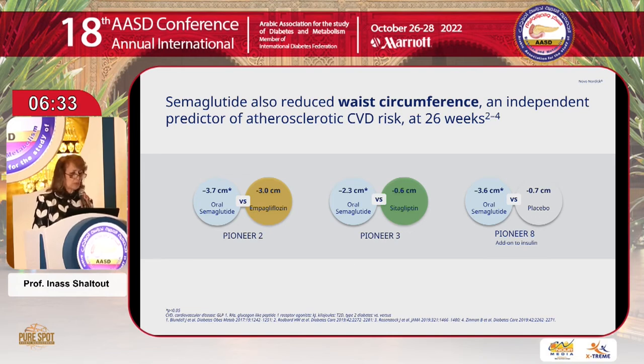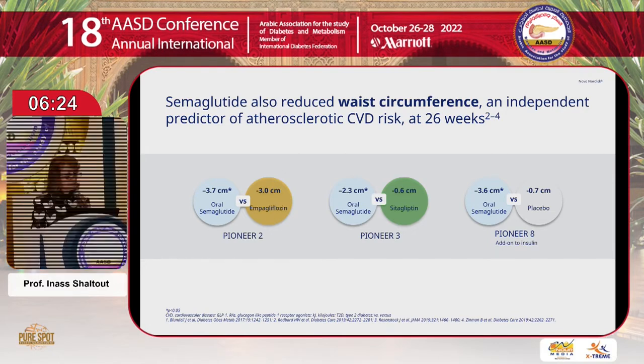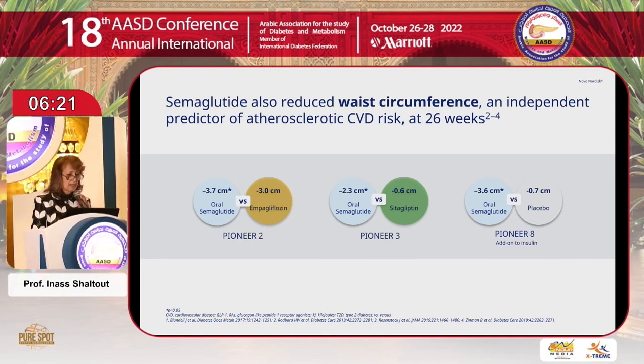Semaglutide also reduced waist circumference in different PIONEER programs. In PIONEER 2 versus empagliflozin, it reduced waist circumference 3.7 centimeter versus 3. In PIONEER 3, it reduced waist circumference 2.3 centimeter versus 0.6 centimeter with sitagliptin. In PIONEER 8, it reduced 3.6 centimeter versus 0.7 centimeter with placebo.